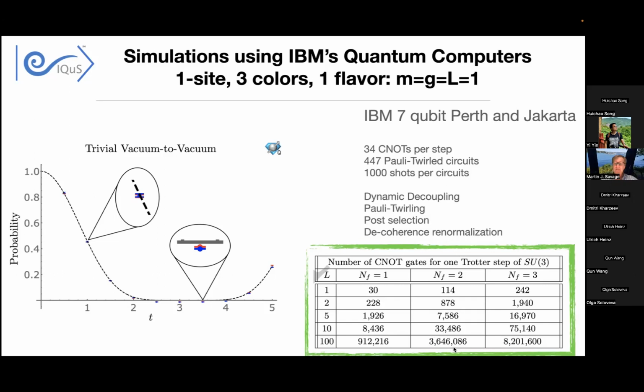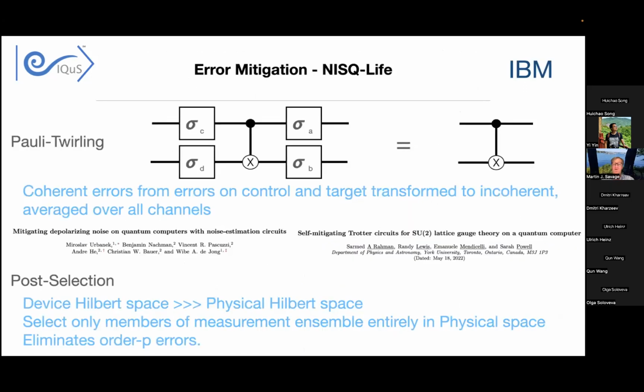So with non-trivial numbers of CNOTs, we are not able at the moment to run anything really. We can start to run L equals 2 with one flavor and expect to get results that have meaning to them and meaningful error bars. So this was just mentioning the post-selection and Pauli twirling, which I've told you about, and giving you references to look at. So I'll skip this.